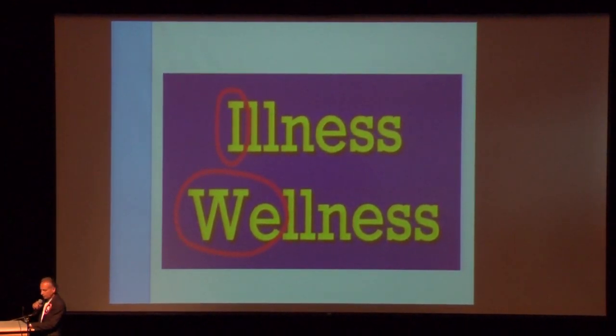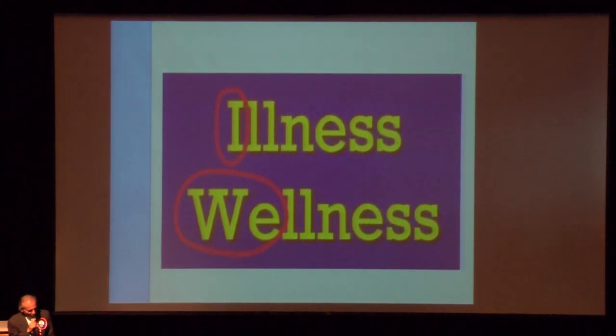I told you yesterday that this is the famous slide from Satchidananda. Satchidananda is in Yogaville. He had been invited to the University of Virginia, 500 physicians, to talk about the medical benefits of yoga. He got up, took a chalk, and wrote down illness and wellness. He circled the I and the we. This is the end of my talk. Illness starts with I, wellness starts with we.